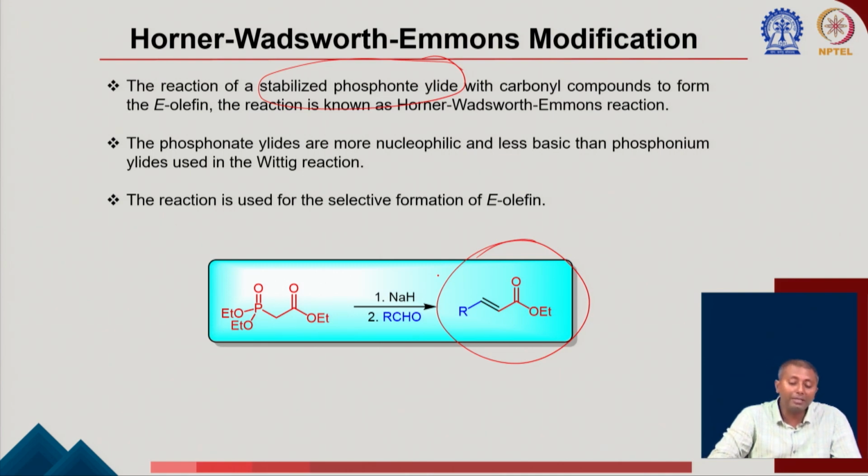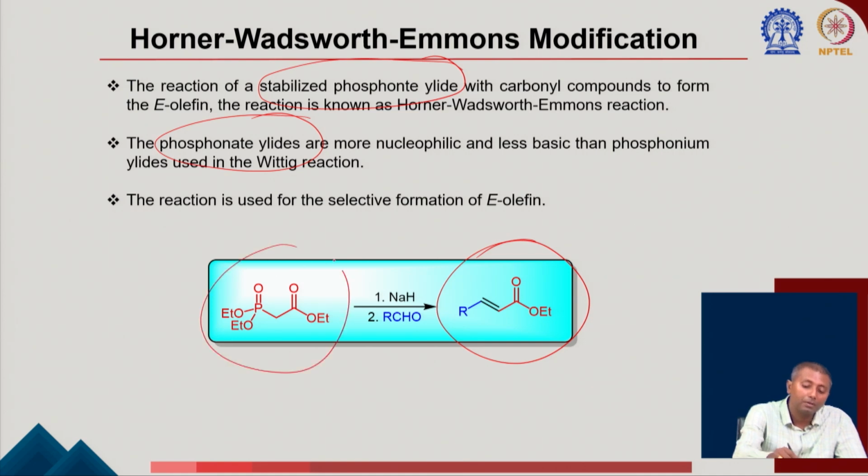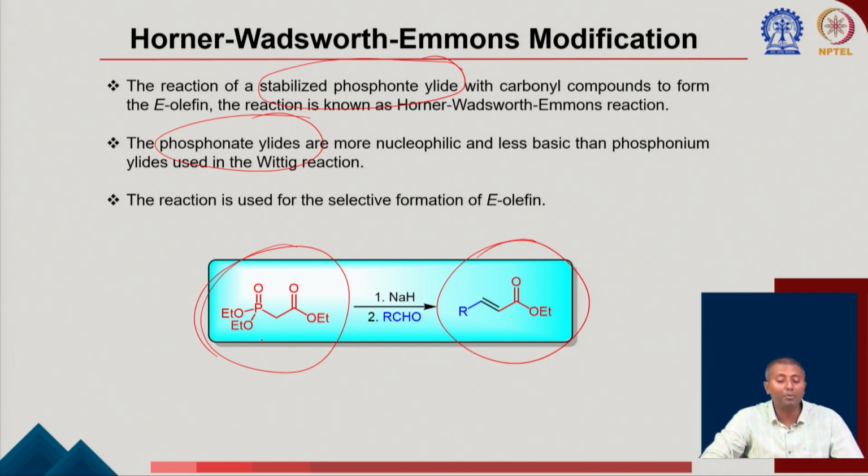And instead of an alkyl or triaryl phosphine, now you have this phosphonate ylide. So we are moving from the phosphine ylide to a phosphonate ylide here. Again you have the ester group here and you have a phosphonate group there. So it is going to form the stabilized ylide, which is going to form the corresponding E olefin.